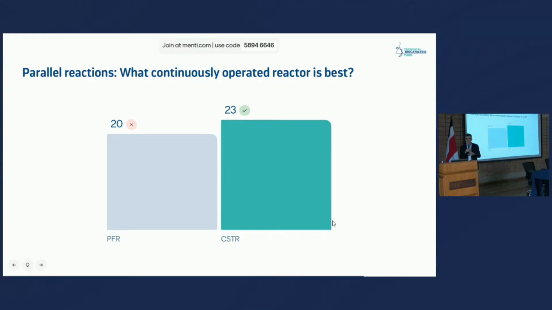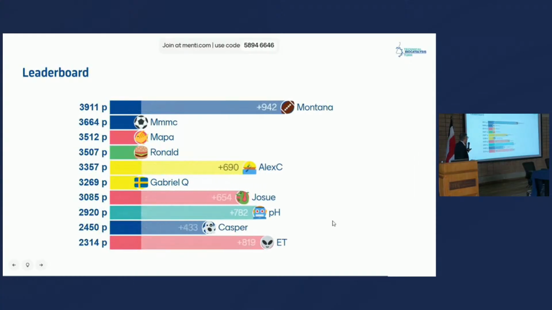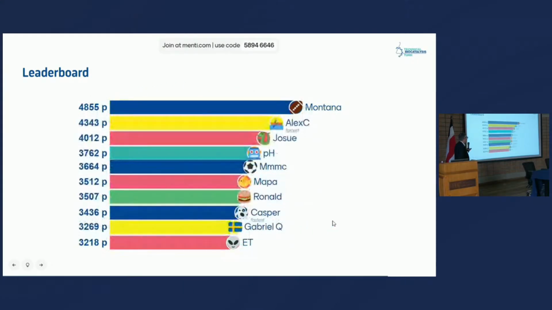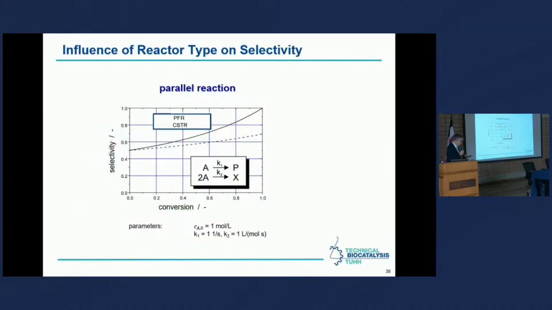Why? Let's take a look at it in a second. First, take a look at the leaderboard again. Let's see how it's changing. Montana is defending position 1 with LXC, Joshua, PH, MFC, Mappa, and so on. Okay, switching back to the reaction.